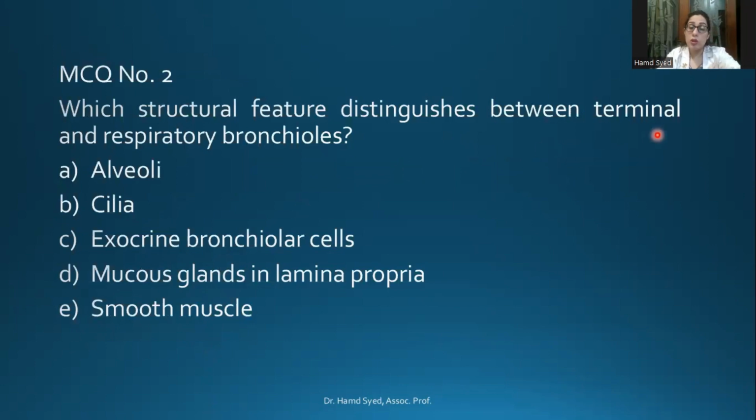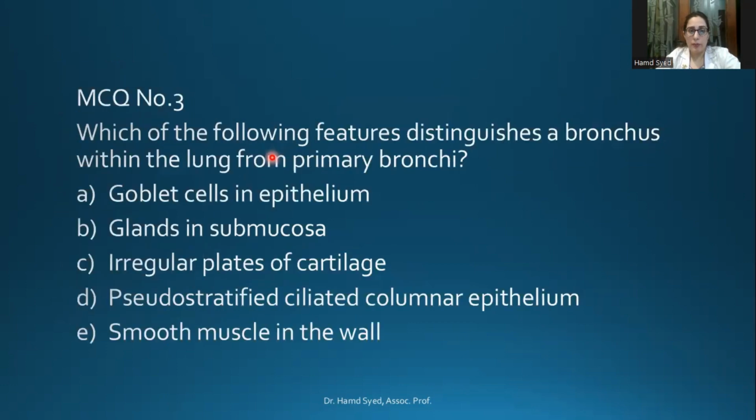The second one is: which structural feature distinguishes between terminal and respiratory bronchioles? You know, the terminal bronchioles are the last part of the conducting portion of the respiratory tract, whereas respiratory bronchioles are the first part of the respiratory portion. So the distinguishing point is the alveoli, because alveoli are present within the walls of the respiratory bronchioles. This makes gaseous exchange possible within these bronchioles, and this is why they're included within the respiratory portion of the respiratory tract. So the distinguishing feature is the presence of the alveoli.